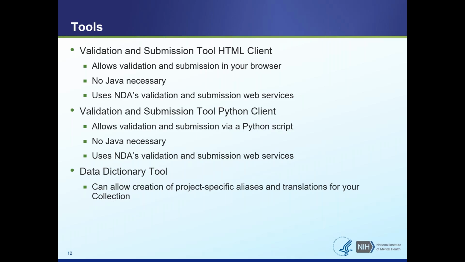There is an HTML-based client that's basically a web page you visit in your browser. That's the primary validation tool for submitting data. And then there's also a Python client for some more advanced use cases or pipelines. Both of those are just different clients that use the same underlying web services. Both are available for you to set up your harmonization, validation, and submission workspace.